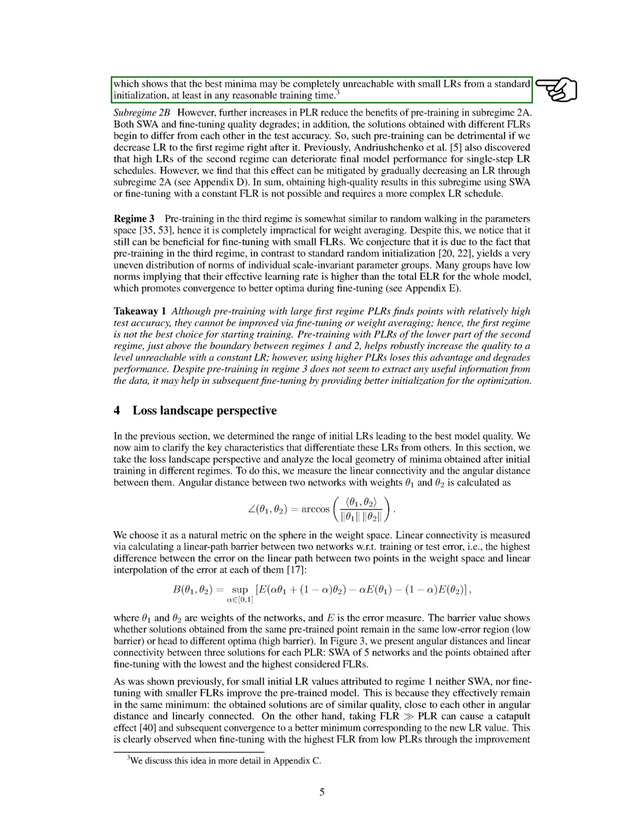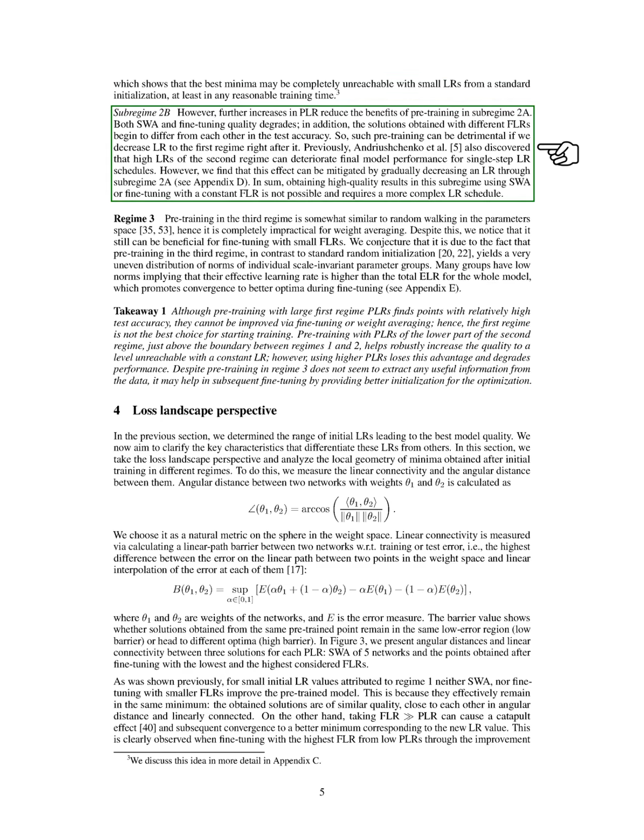Moreover, the fine-tuned models are of higher quality than those from Regime 1, indicating that the best minima may be unreachable with small LRs from a standard initialization within a reasonable training time. In subregime 2B, increasing the PLR diminishes the benefits we gained in subregime 2A. Both SWA and fine-tuning quality decline, and the solutions from different FLRs start to diverge in test accuracy. Thus, pre-training can be counterproductive if we switch to a lower LR from this regime.